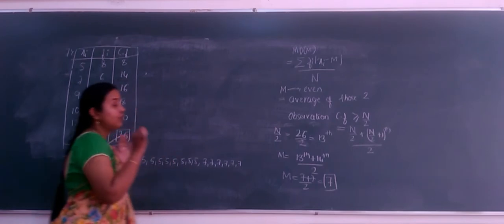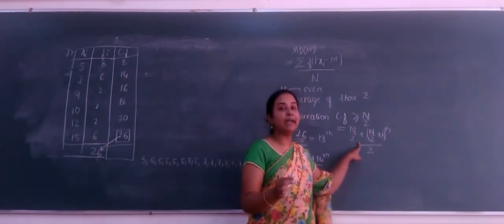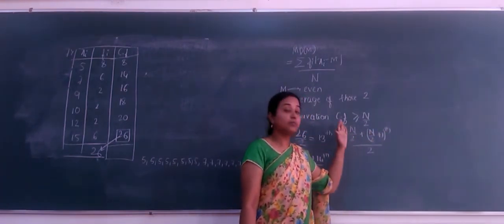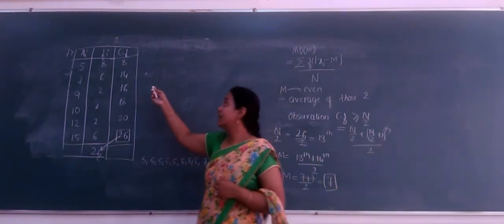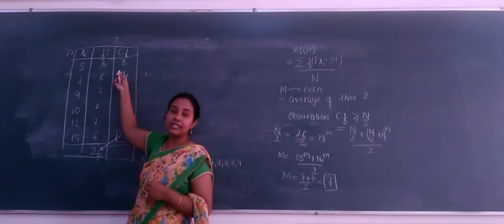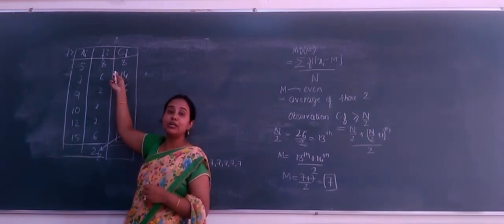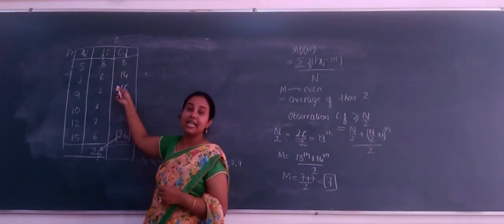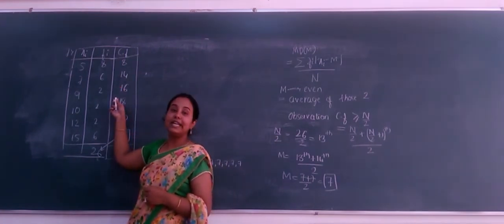So to find the median for a discrete data, what you have to do? It is the average of the n by 2 and n by 2 plus 1th terms. But while choosing which are those terms, be careful. We refer to our cumulative frequency. Why? Because it gives me at this point totally how many terms are covered. 14 means 14 terms are there. 16, there are totally 16 terms. Next, 18, there are totally 18 terms.